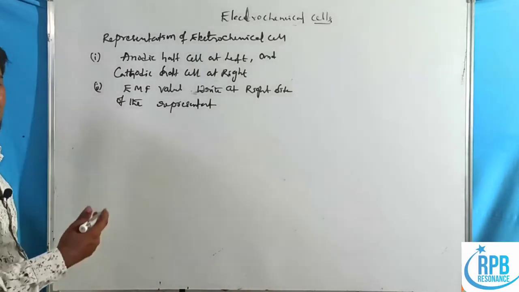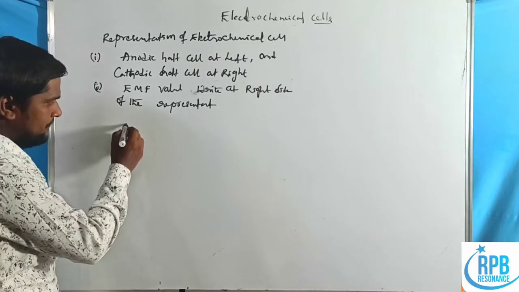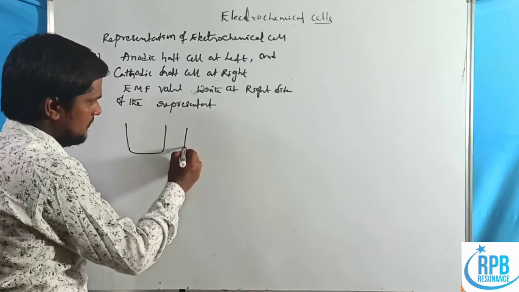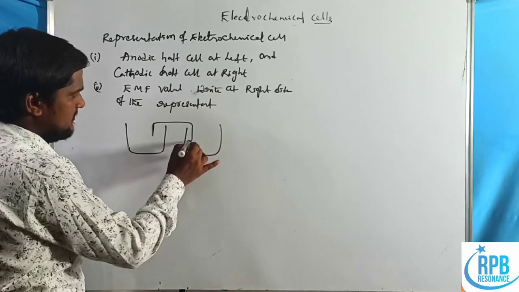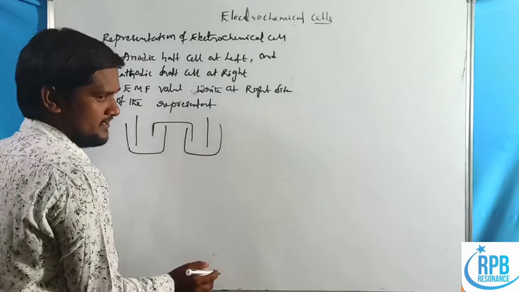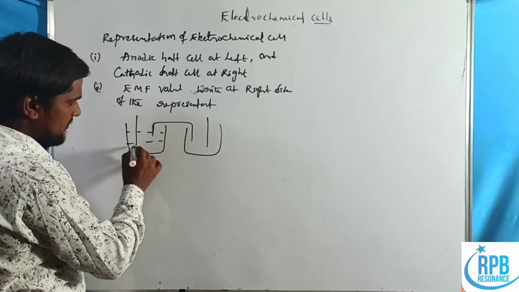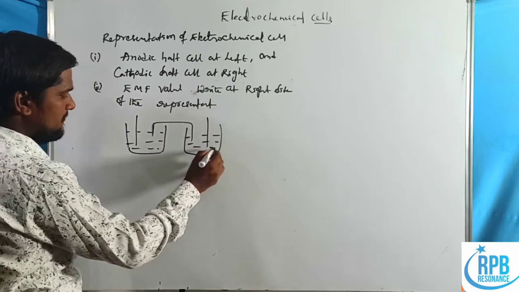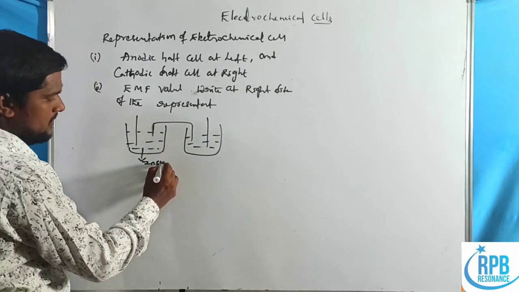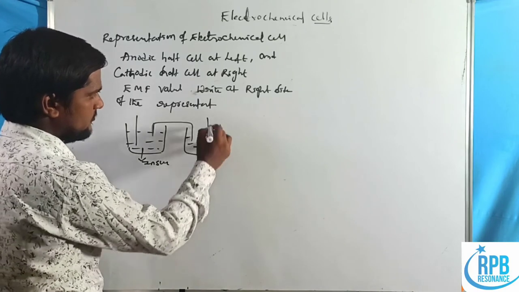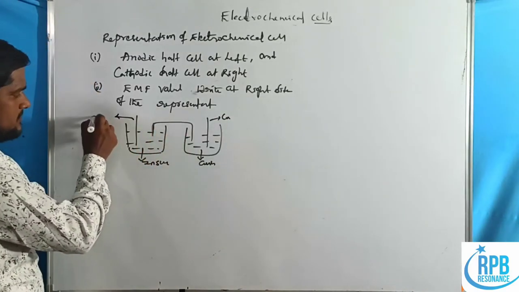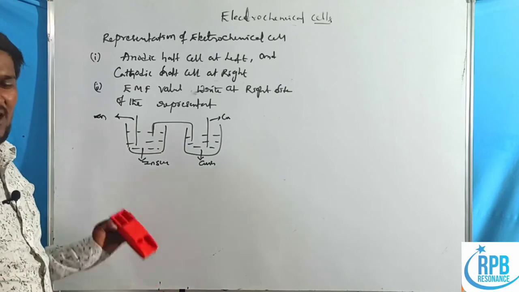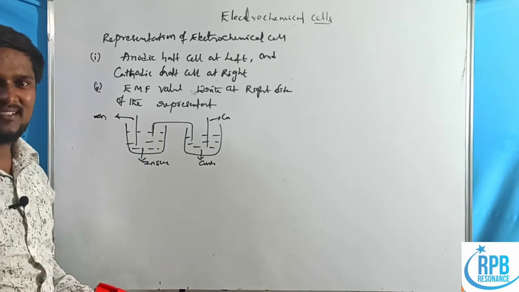So we have discussed in our previous example, that is a galvanic cell. Here it is the salt bridge, left hand side, right hand side electrodes. Here it is the electrolytic solution. Left side is a zinc sulfate solution, right side is a copper sulfate solution. Here it is the copper rod, here it is the zinc rod. Now how do we represent these types of electrochemical cells in a single row?